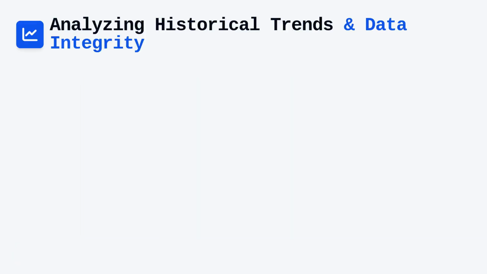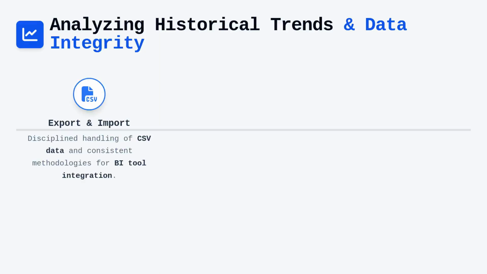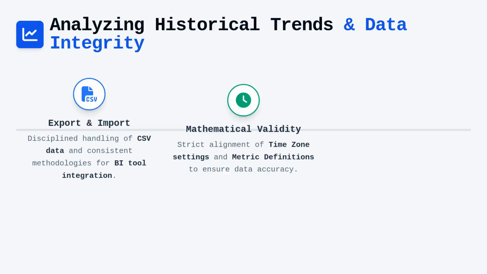Analyzing historical trends requires a disciplined approach to how you handle exported data, especially when preparing it for external stakeholder presentations. Since raw data exported in CSV format often requires further manipulation, you should develop a consistent methodology for importing these files into business intelligence tools or spreadsheet software. You must pay close attention to the time zone settings and the specific metric definitions during this process to ensure that your historical trends remain mathematically valid.